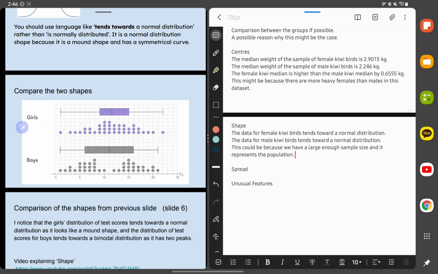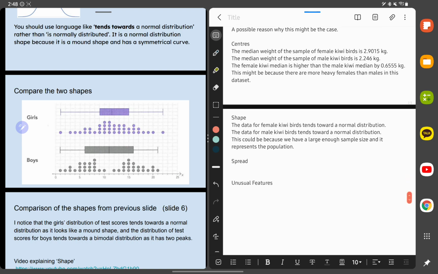Represents. So it could be because we have a large enough sample size and it represents the population, right? So maybe we have a really good graph. Maybe we have a really good data set here, and it's quite accurate. Now, usually when it is unusual, we have more to talk about. But since it is a very clean normal distribution, we are saying maybe the data is quite accurate. It's quite nice. It has plenty of data points, right? It's measured plenty of kiwi birds, so it has a graph that is quite good for us to analyze.